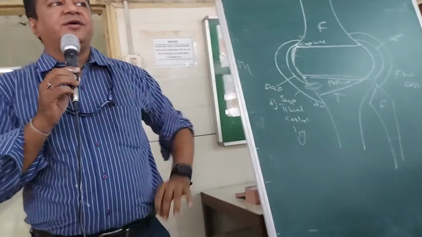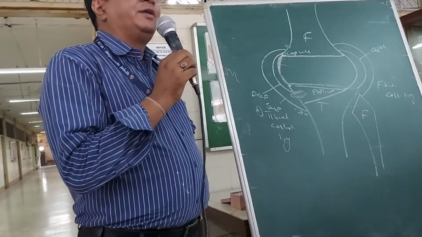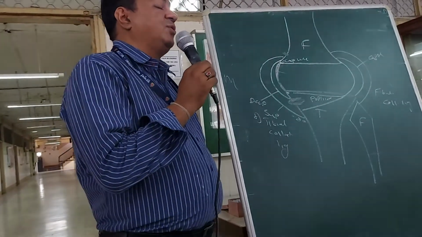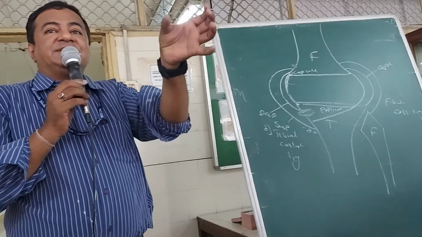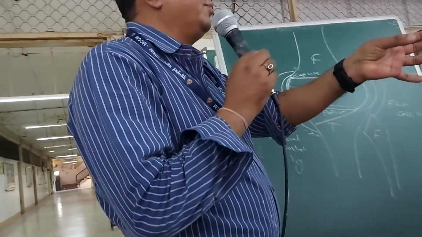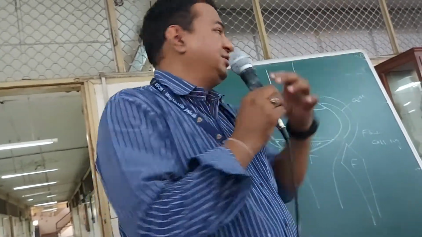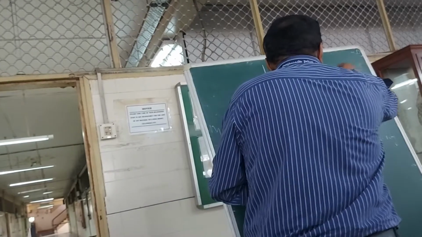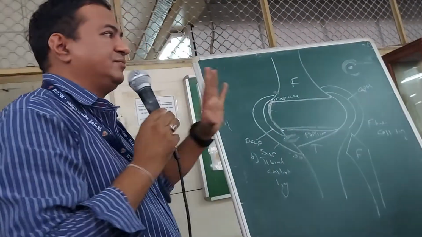Fibular collateral ligament is attached at the apex of the fibula, in between the C-shaped insertion of biceps femoris. Biceps femoris is inserted at the apex of the fibula as a C-shaped insertion, and in between it the fibular collateral ligament is inserted. Clear?